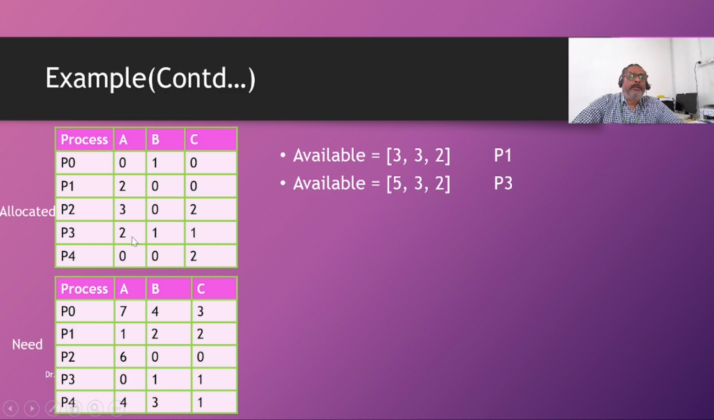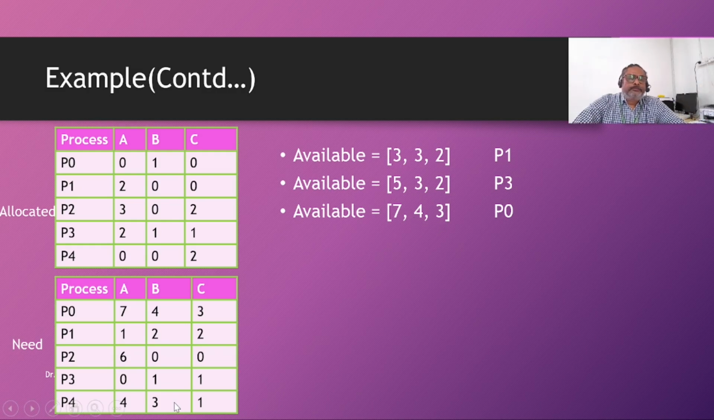Once P3 completes its job, these 2 1 1 get released. So A will be added with 2, B will be added with 1, C will be added with 1. So 5 plus 2 is 7, 3 plus 1 is 4, 2 plus 1 is 3, that is, 2 1 1 gets added here. So we get 7 4 3. That is 7 instances of A, 4 instances of B, 3 instances of C.